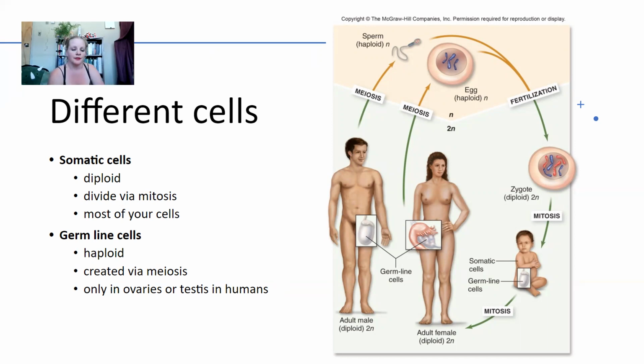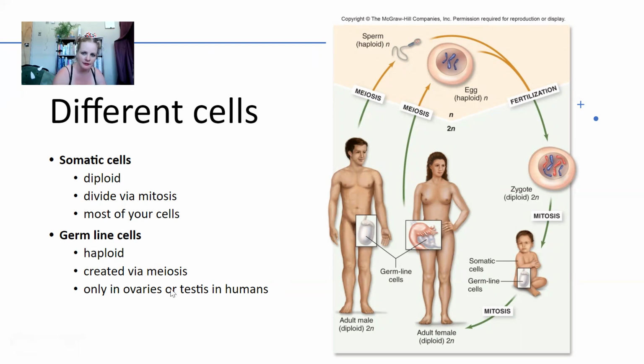And then our germline cells occur only in our gonads. They produce haploid cells via meiosis. And I already said that they're in our ovaries or testes, depending on which kind of gonads you have.